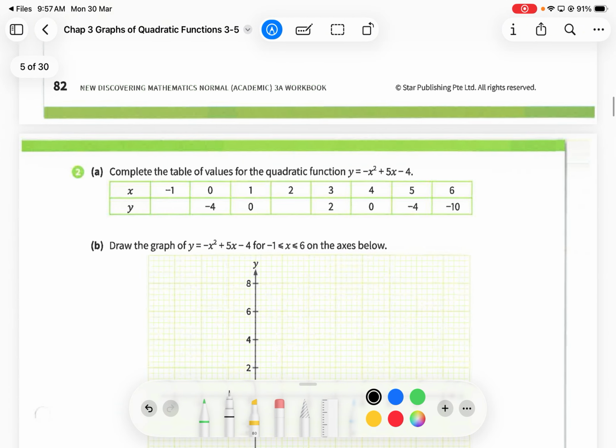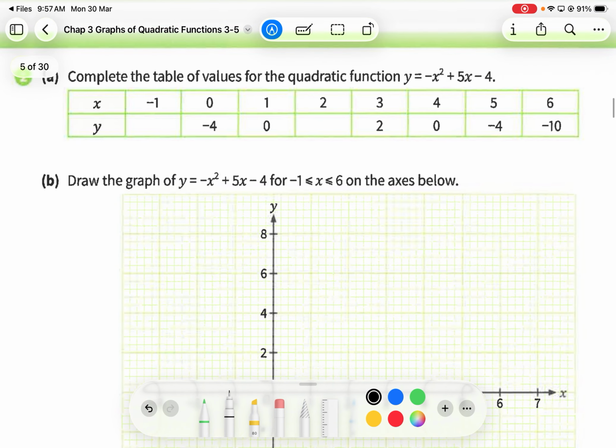Okay, the exact same steps. Substitution, then find out these two values, then plot.